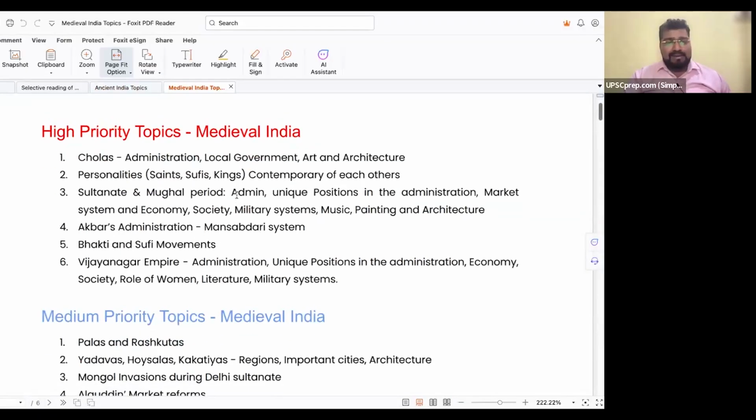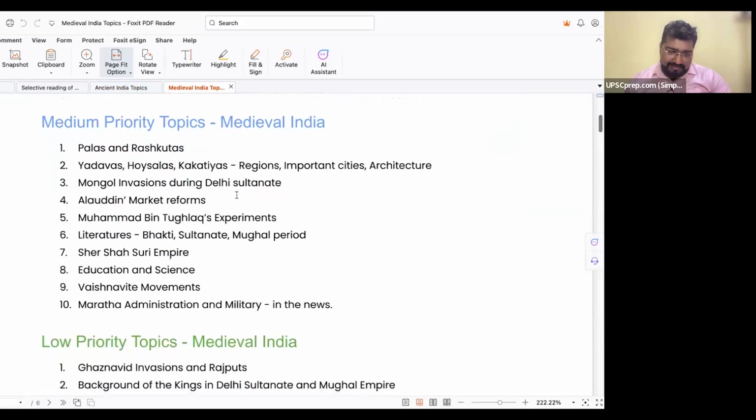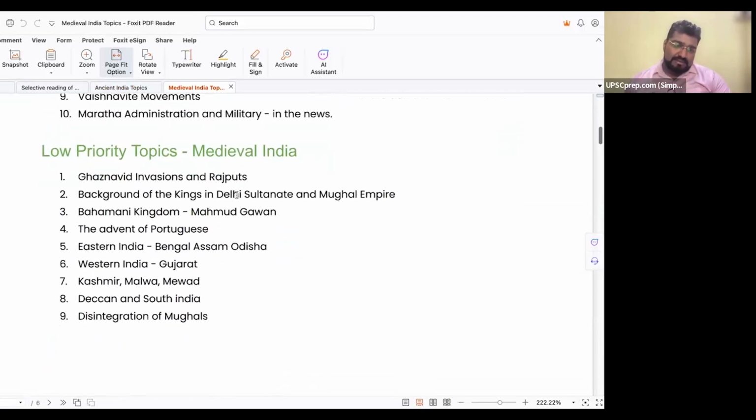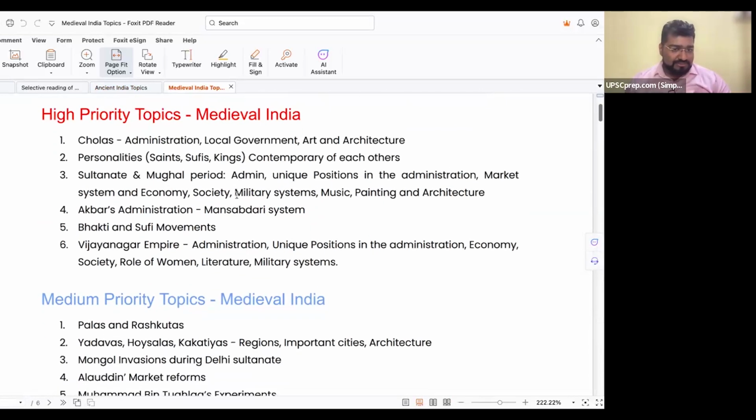Fine. Similarly, there are such categories with respect to medieval as well. So let me share it. Just a second. See here again, high priority topics of medieval India, medium priority topics of medieval India, and then the low priority topics. You can afford skipping low priority topics, but you should not hurry with high priority topics and medium priority topics. You should go very slow, understand the concepts, and then the things are done.